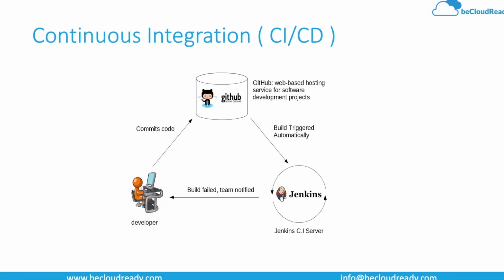A typical continuous integration pipeline looks like this. A developer commits the code, and it goes to GitHub, which is basically social coding. From the GitHub hook, an automatic build is triggered by the Jenkins server. If some issue happens, it goes back to the developer. If everything is good, it goes to production. This is a very simple example of continuous integration and continuous deployment.